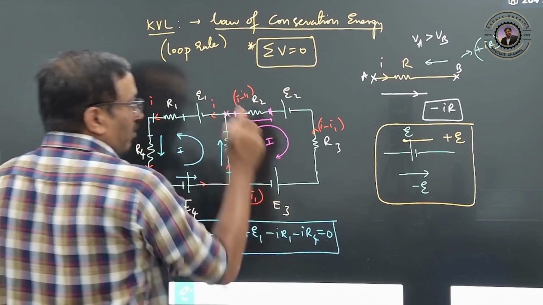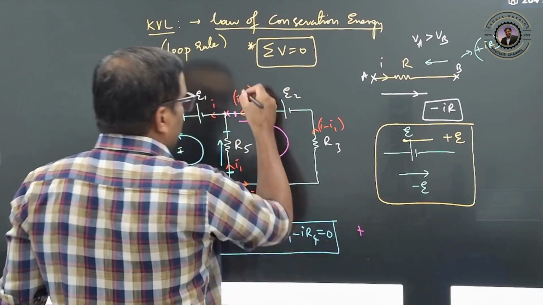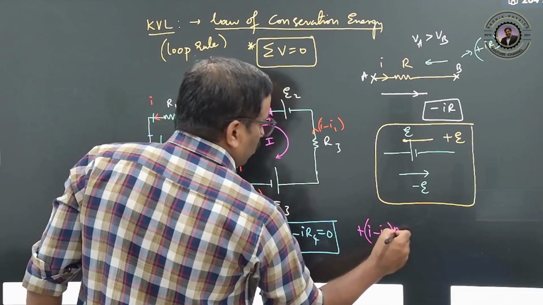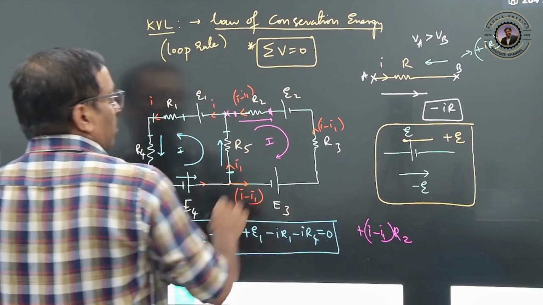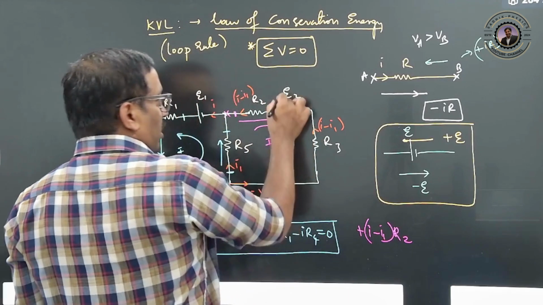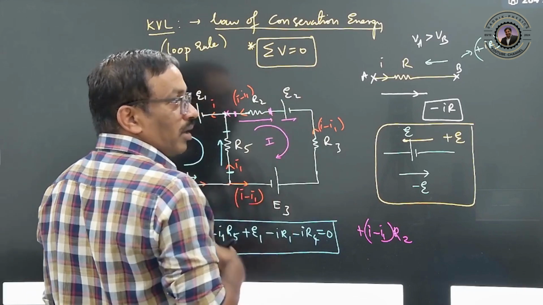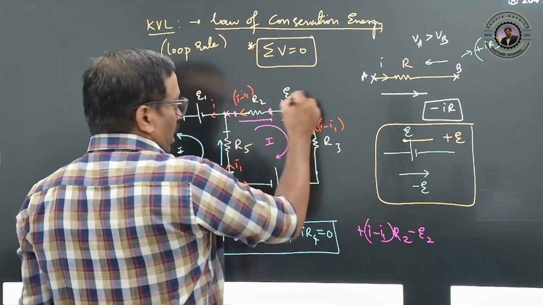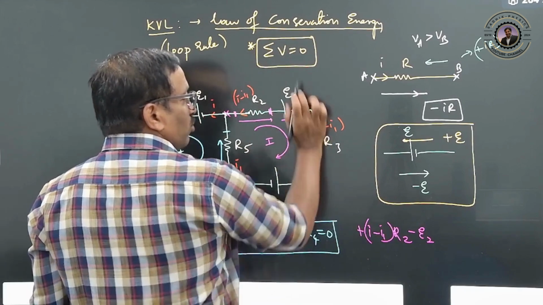Gain is there. Therefore, what can I write now? Plus, what is the current now? I minus I1 into R2. Clear? Now again I am going from here to here, plus terminal to negative terminal, so it decreases. Therefore, minus E2.